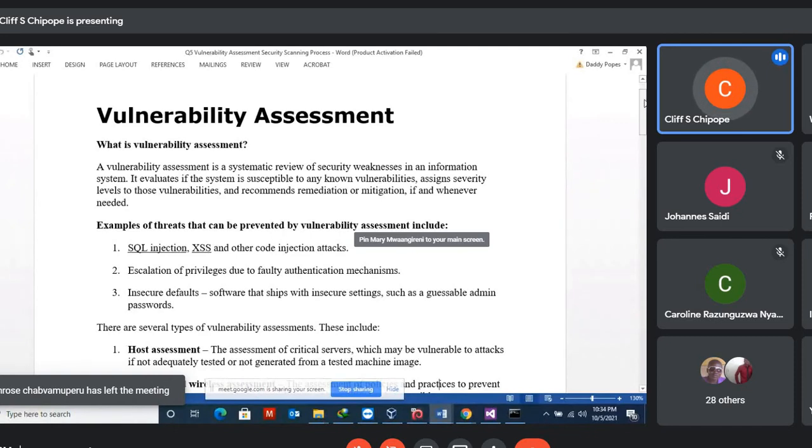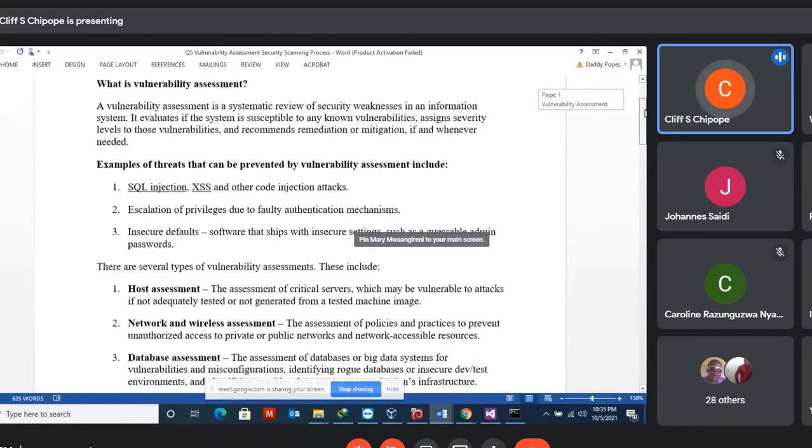We'll start by just defining what vulnerability assessment is. Then, if we go down, we attack the question. Vulnerability assessment is a systematic review of security weaknesses in information systems. By vulnerability assessment, I will be evaluating if the system is susceptible to known vulnerabilities, assigning severity levels to those vulnerabilities, then recommending remediation or mitigation whenever needed.